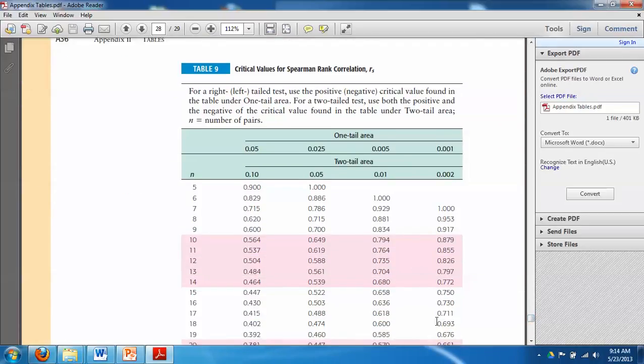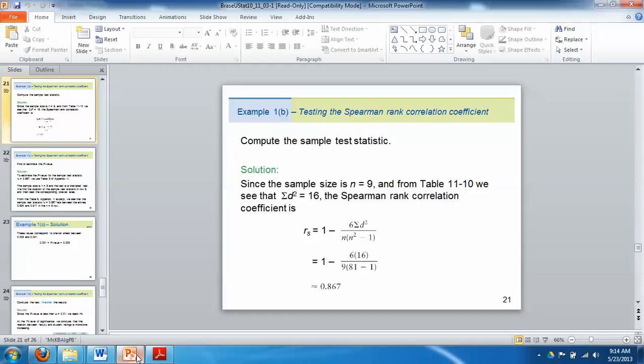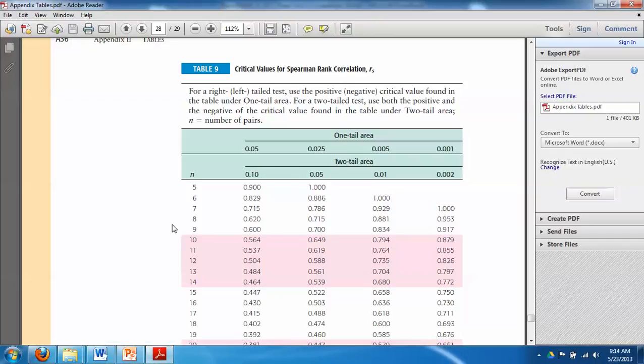All right. So what we're looking for is the Spearman rank correlation coefficient for the sample, which was 0.867. We have to find our sample size, and just like we've done in all of these other tasks, we're looking for where 0.867 falls. You can see it falls right in between the last two, 0.834 and 0.917. Since we are doing a one-tailed test, we go up to the top and we say, okay, 0.005 and 0.001.